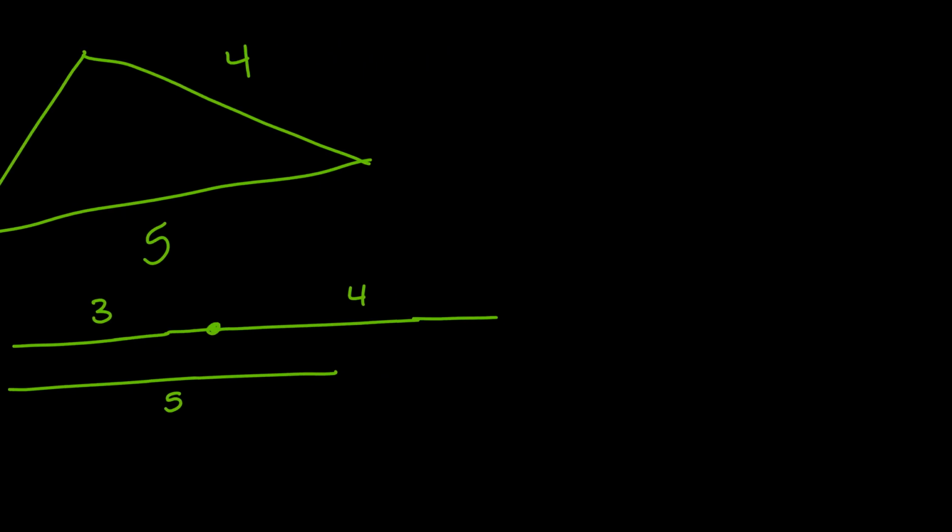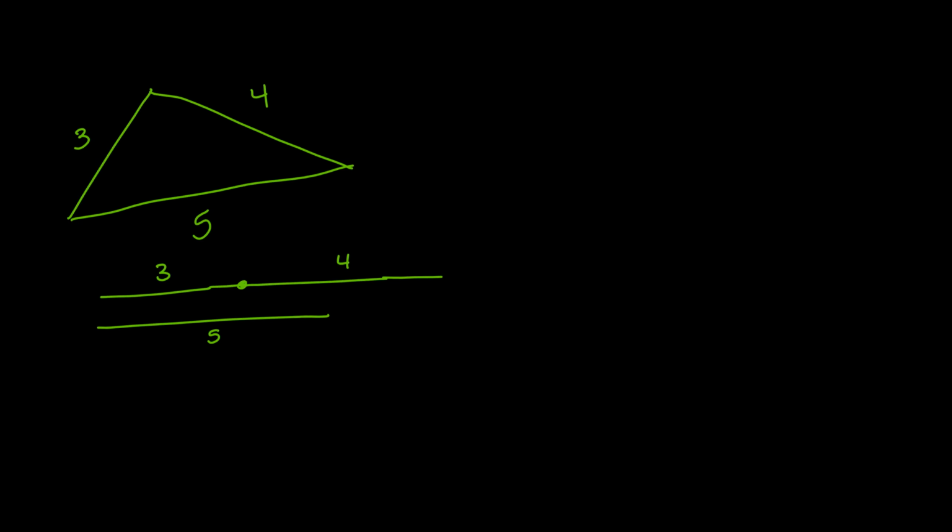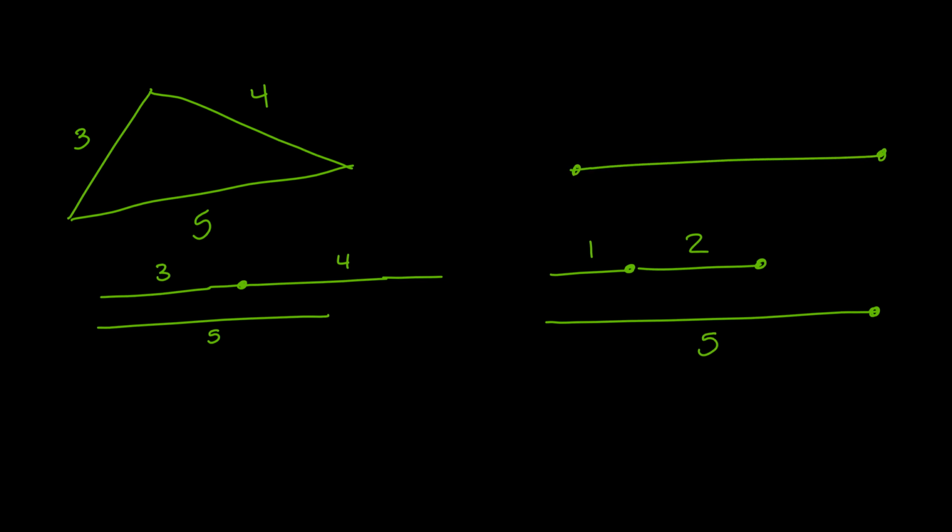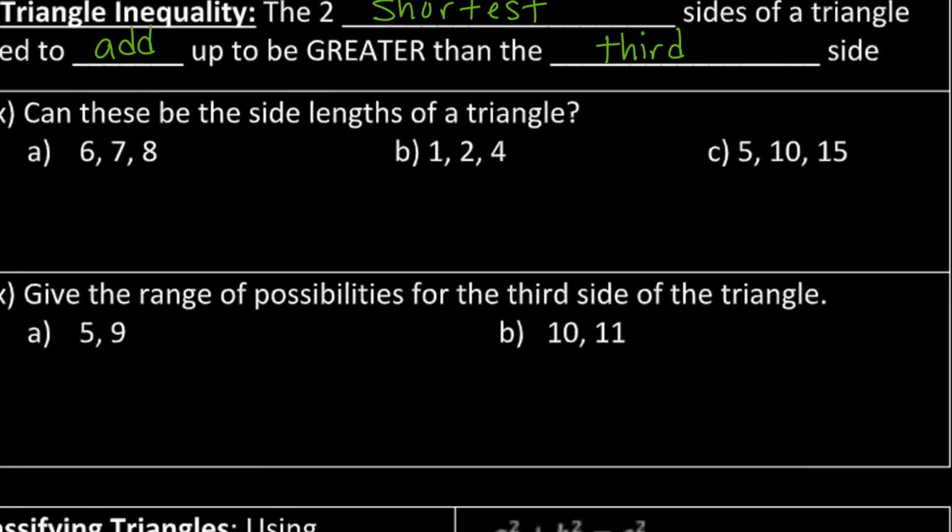We saw that. But say instead I had lengths of 1 and then maybe 2. Is 1 plus 2 bigger than 5? No. And in fact, if I try to make a triangle out of this, are those side lengths ever going to meet up to create a triangle? No. So this is just a numerical test to make sure that 3 sides can form a triangle. That's all that this is.